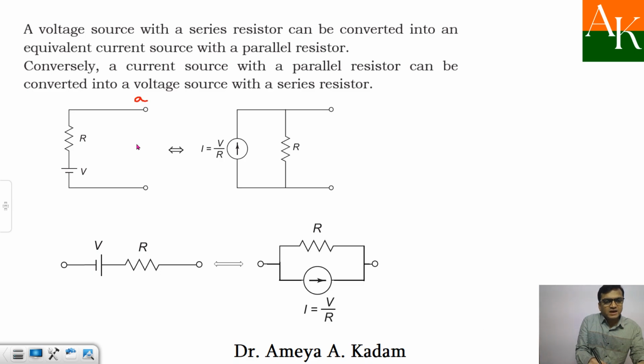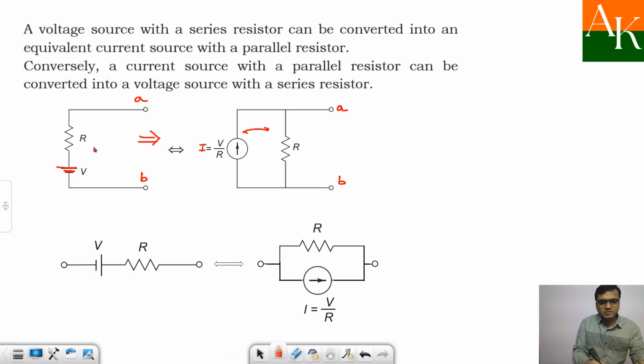Let's say across A and B terminal you have one voltage source in series with a resistance. Then you can convert that voltage source into a current source whose value will be V by R with parallel resistance. So this will remain terminal A, this will remain terminal B. This is one type of transformation where you are converting a voltage source into a current source.